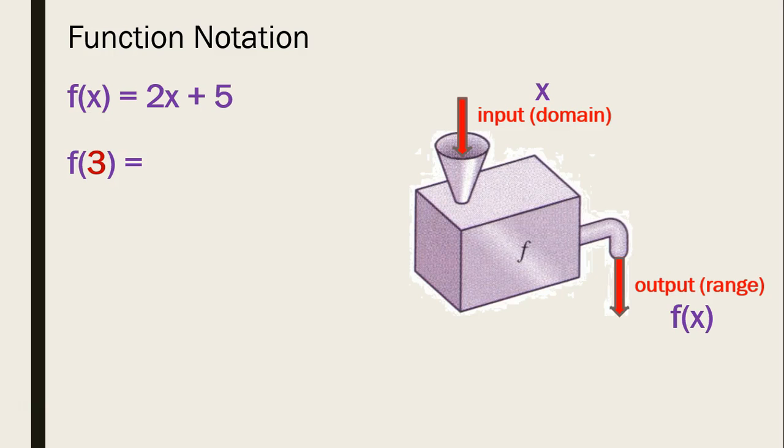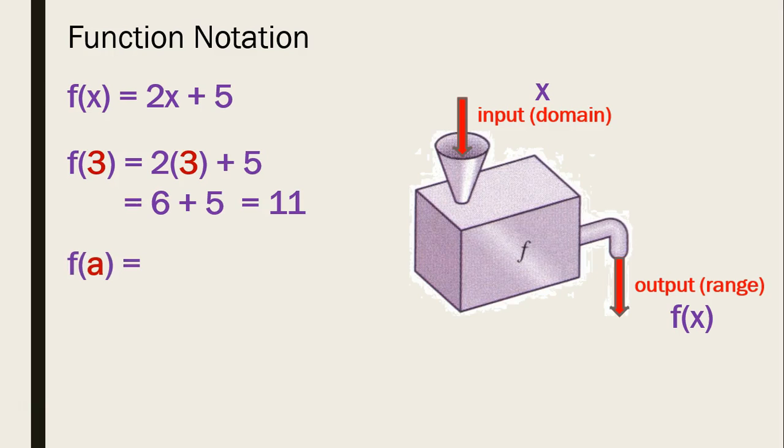If we want to know what f of 3 means, that means that we want to know what the output is for an input of 3. We want to know what happens to this expression, 2x plus 5, when we substitute 3 for the variable x. Now don't forget that you're always going to use order of operations when you're simplifying these expressions. So we do need to multiply 2 times 3 first and then add 6 plus 5 to get 11. So all that means is that an input of 3 gives us an output of 11.